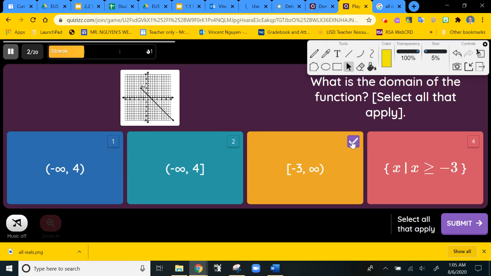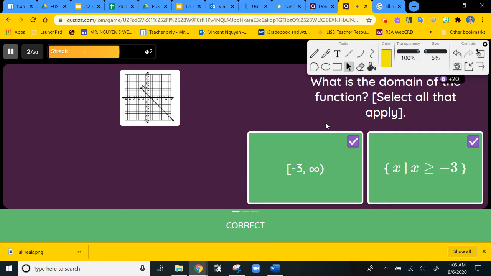And there seems to be another answer, maybe. Oh, this is called the set builder notation. Anything greater than -3. So this is saying x is greater than -3. So to read this as it's written, it says the domain is the set of all x values such that x is greater than or equal to -3, which is exactly what we described earlier. So I'm going to go ahead and select this answer as well. Okay, submit. Awesome.